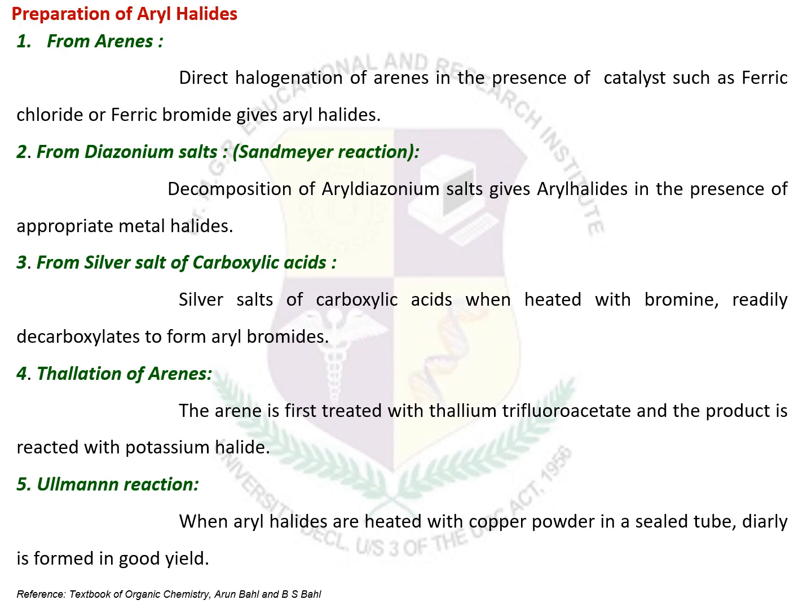Silver salts of carboxylic acids, when heated with bromine, readily decarboxylate to aryl bromides. The fourth reaction given here is thallation of arenes, where the arene is first treated with thallium trifluoroacetate and the product is reacted with potassium halide to give the respective aryl halide. The last reaction mentioned here is the Ullmann reaction, where we get diaryls in very good yield. Aryl halides are heated with copper powder in a sealed test tube to give diaryls.